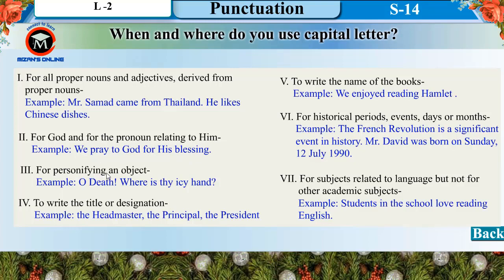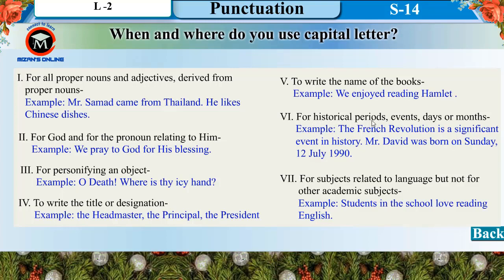For personifying an object. Example: oh death, where is thy icy hand? To write the title or designation. Example: the headmaster, the principal, the president. To write the name of the books. Example: we enjoyed reading Hamlet.